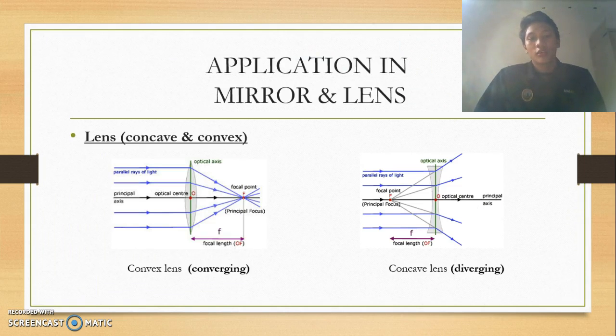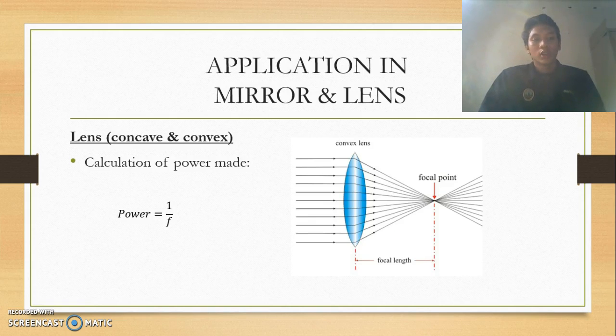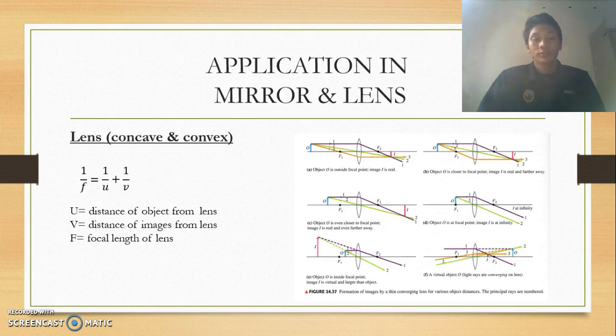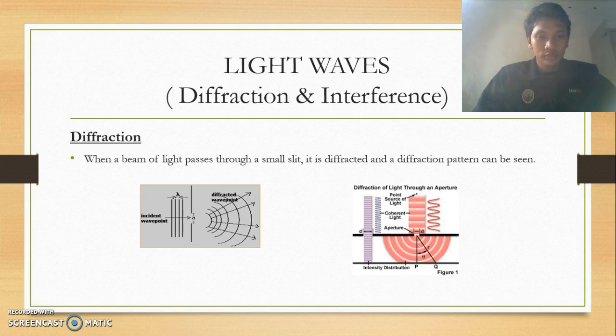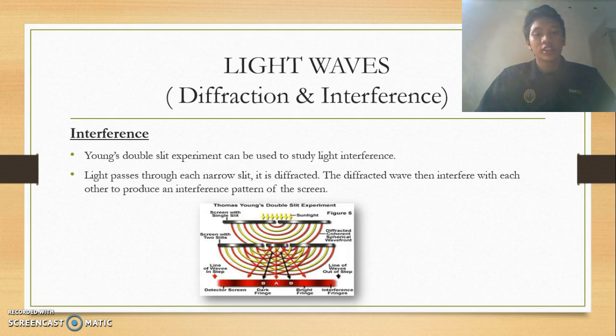Lens: convex lens and concave lens, converging and diverging. You can see the calculation of power. Power is 1 over f, 1 over the focal length. These are other properties and other calculations. You can see u, the distance of the object from the lens; v, the distance of the image from the lens; and f, the focal length of the lens. Okay, these are the properties you can see. There is also diffraction and interference, you can see.